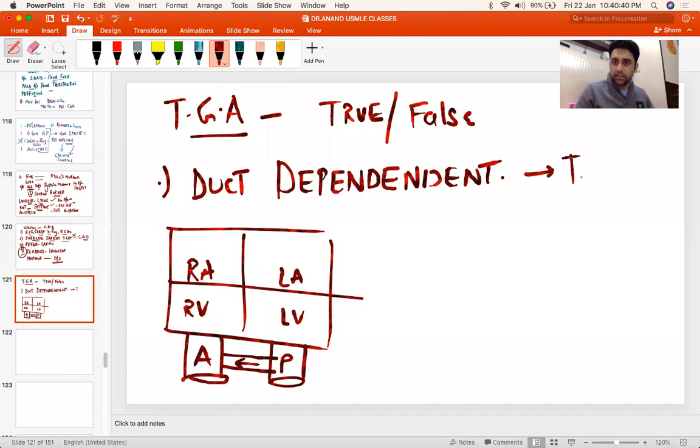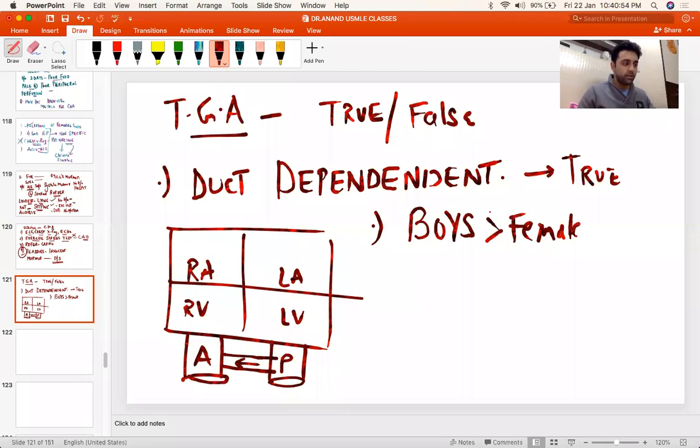Yes, it is a duct dependent congenital heart disease. Number two, if I say it is more common in boys than girls, what do you think? Is it true or false? Is it more common in boys? True or false? Any random guesses?